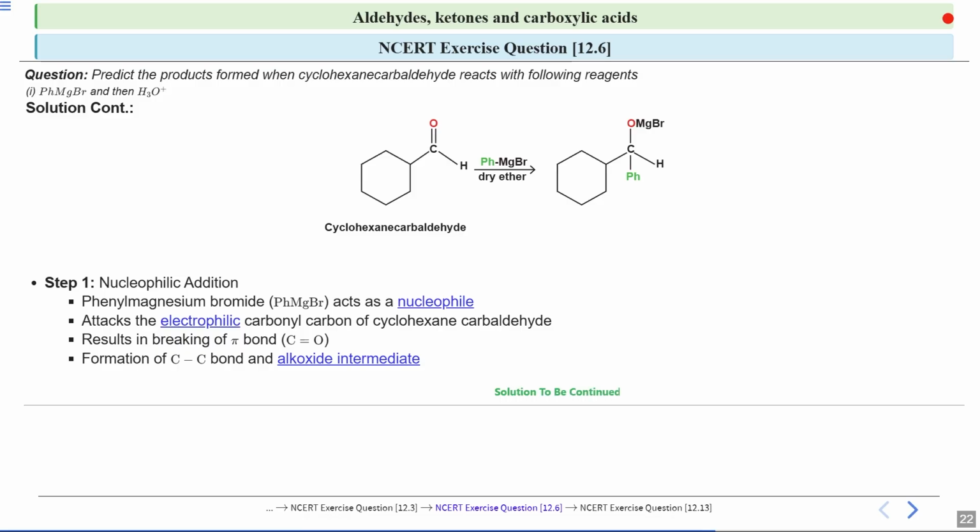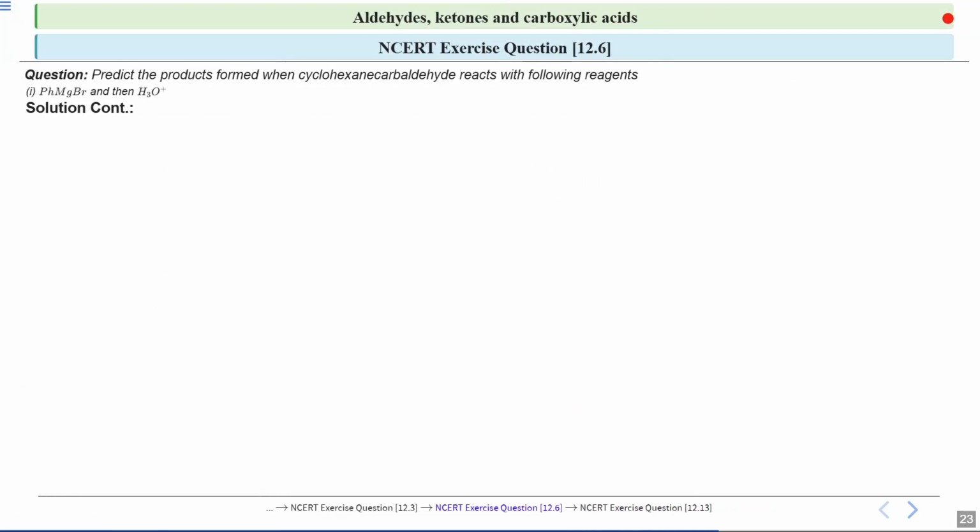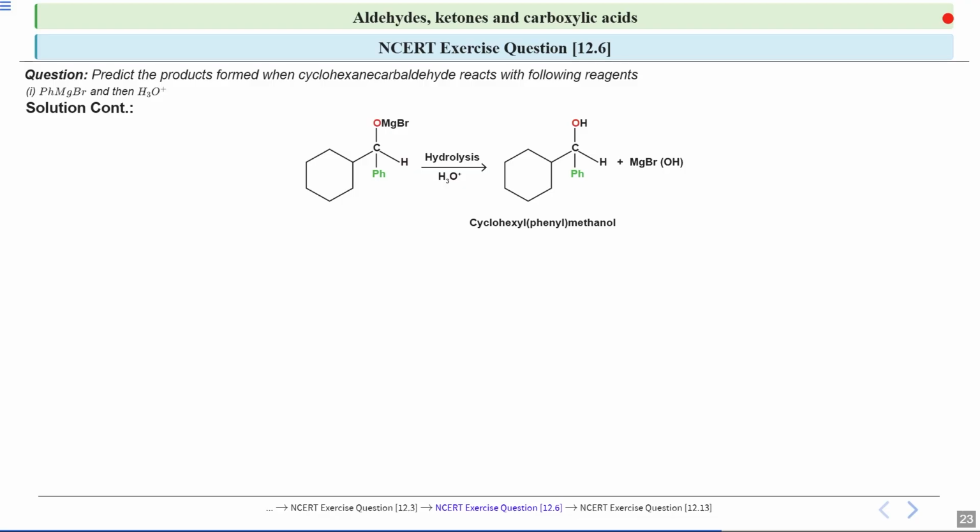Now we will see what happens in the next step. Now in the next step, you will see there will be protonation. This is an acid-base reaction where the intermediate, which is formed in the previous step, reacts with hydronium ion. First, H3O+ donates a proton to the oxygen atom of the alkoxide intermediate. Here you will see that this stabilizes the molecule.